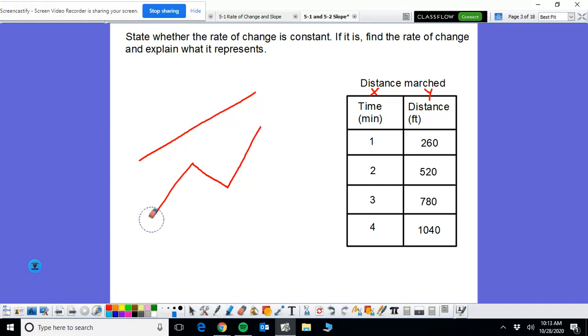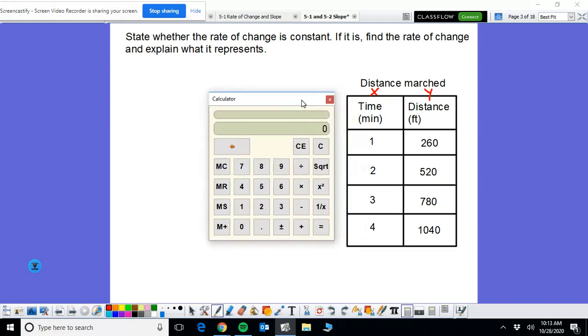All right, let's get to it. So how are we going to figure that out? How are we going to see if it's constant? Well, let's look at the change in y. Let's see how y is changing. I'm going to get my calculator out so you can see the actual math happen here. Let's basically take a look from 260 to 520. I want to know the difference.